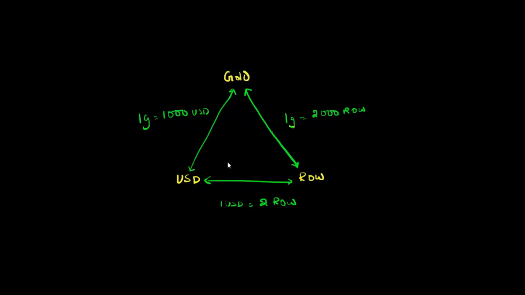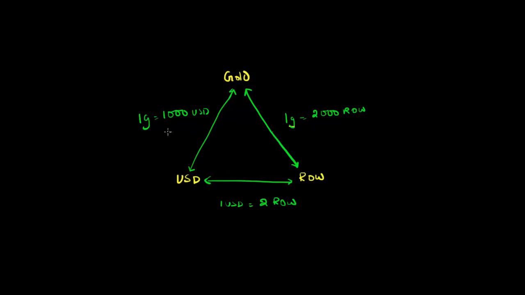Now, if you watched our previous videos, you know that the reason that we're treating gold as a currency is because a lot of people who hold gold or demand gold look at it as a store of wealth or a store of value. And because of that, they often compare gold to other currencies when they're trying to decide how to keep their wealth.